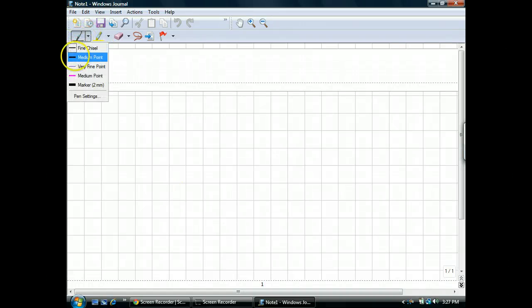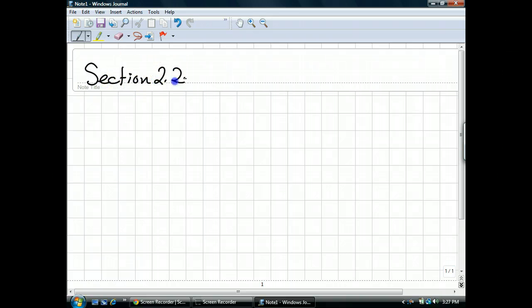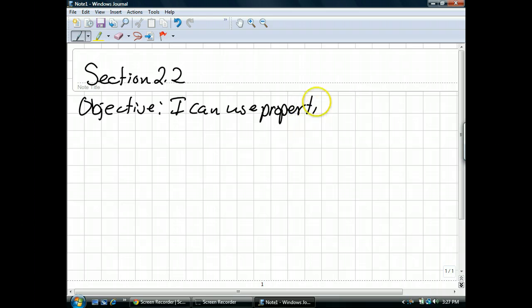Today we're going to look at section 2.2, and our objective today is I can use properties from algebra and properties of congruence.